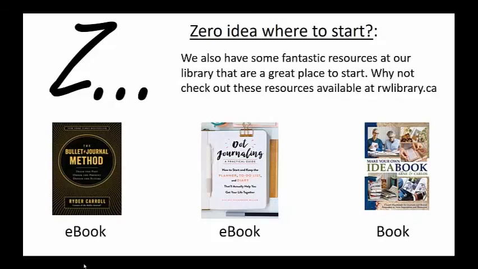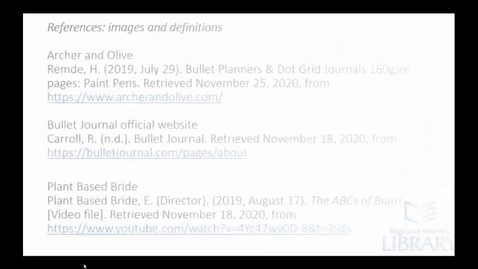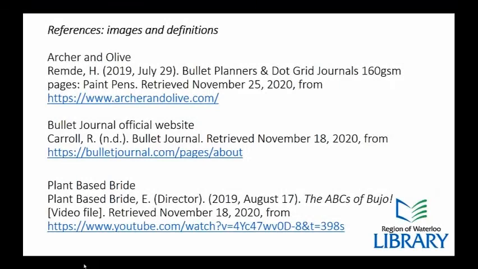If you're looking to learn more, there's also a couple places you can check out. Archer and Olive is a website that sells bullet journals, but also has a daily blog that's very helpful for people just starting out. There's also the official bullet journaling website, which is created by Ryder Carroll, with some great learning tips and tricks. And we have a local bullet journaling expert called the Plant-Based Bride, and she's based out of Toronto, Ontario. She's fantastic with giving lots of tips and tricks for starting, as well as great ideas for layouts.